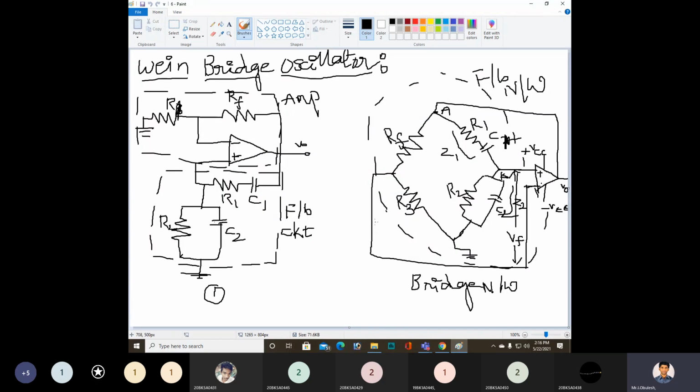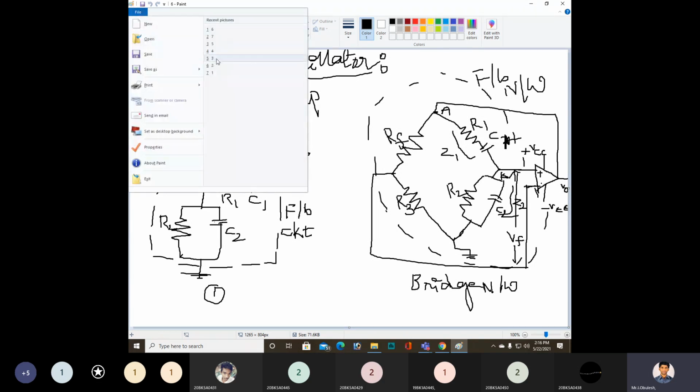So this is the Wien-Bridge oscillator circuit. You need to see this carefully. This top part indicates the amplifier, and this down part indicates the feedback circuit. Again, for this feedback network, you need to draw a Wien-Bridge network. So this is the Wien-Bridge network, a feedback network from the Wien-Bridge oscillator circuit we designed. Okay, then you need to remember that.